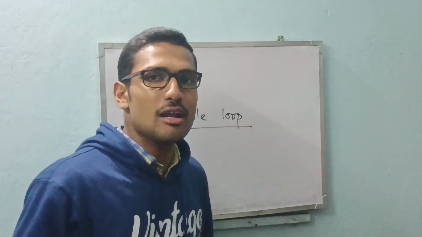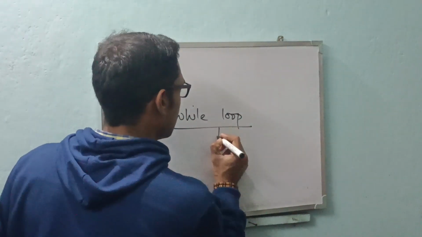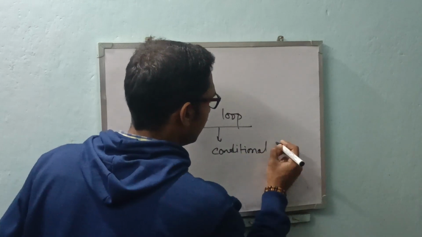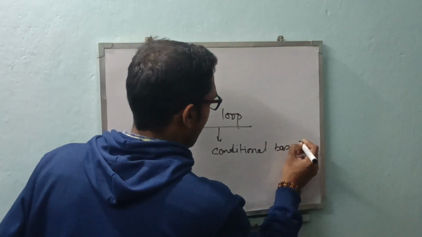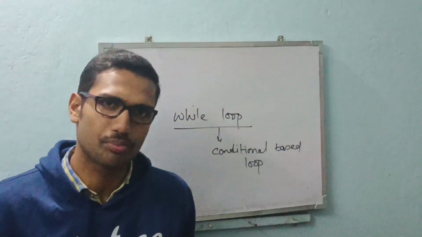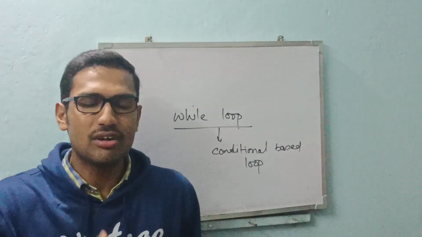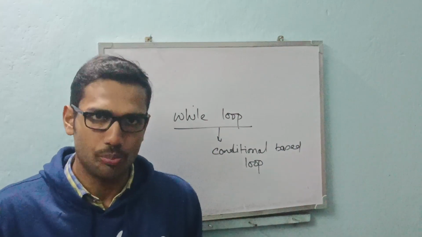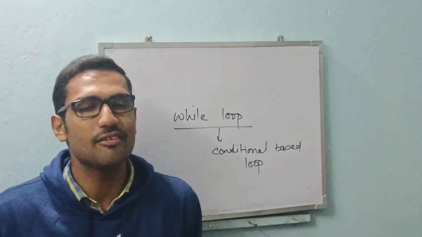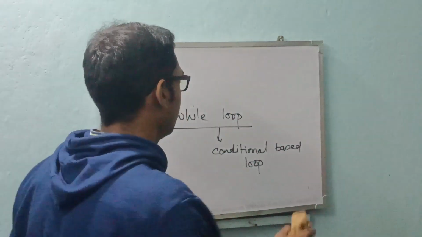So we know that while loop is a conditional based loop. Okay, it's a conditional based loop. And we have understood that for loop is a counting based loop. So here a condition would be involved in order to write the while loop.